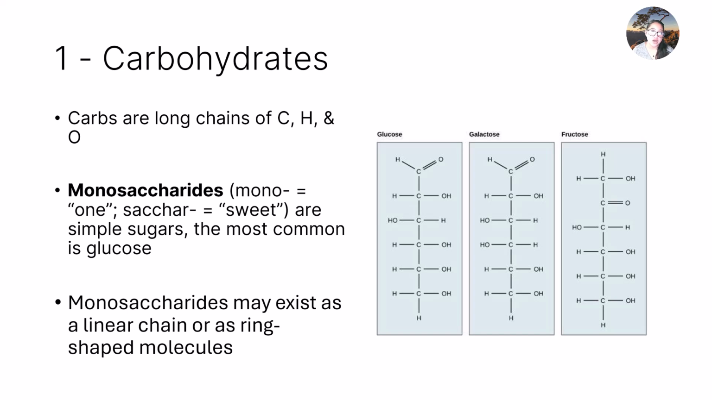And like I said, the most common is glucose. They can exist as a long chain like this, or they could form a little ring. So you'll see them in the shape of little rings, usually because they'll form the rings in a water environment. So those are monosaccharides or simple sugars.